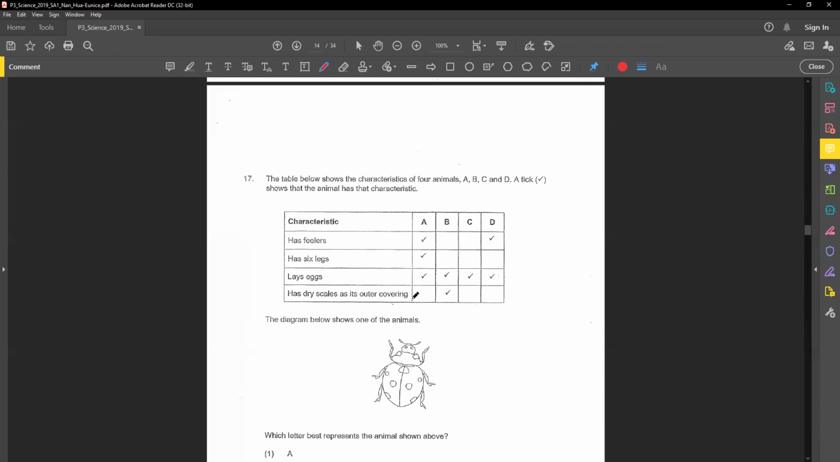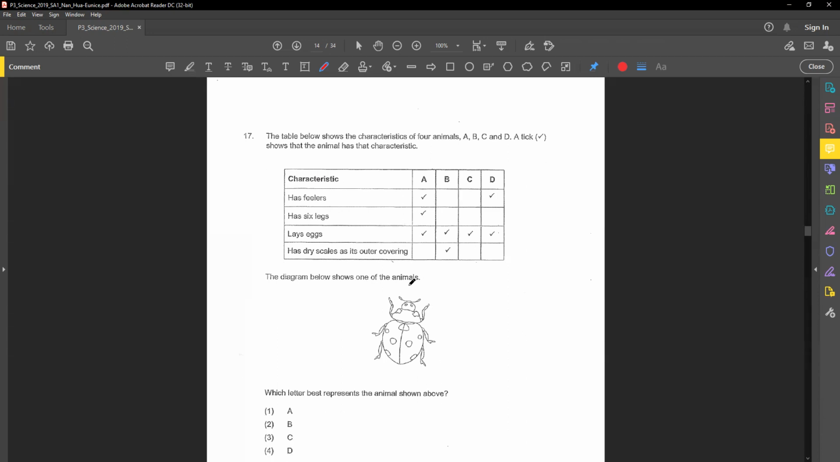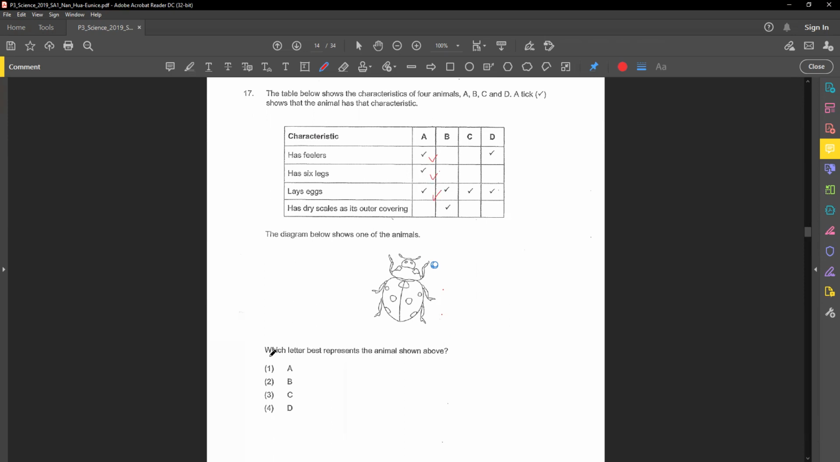Question 17 shows you a table of characteristics and asks you to match the animal shown to the correct letter. So from this diagram, you can see that the animal is an insect with 6 legs and a pair of feelers. We also know that insects reproduce by laying eggs. So option 1 is the correct answer.